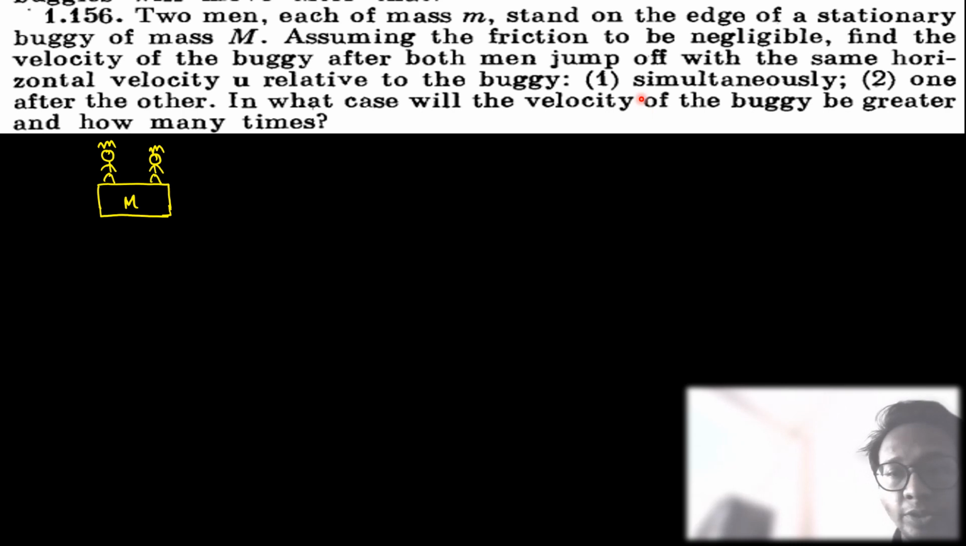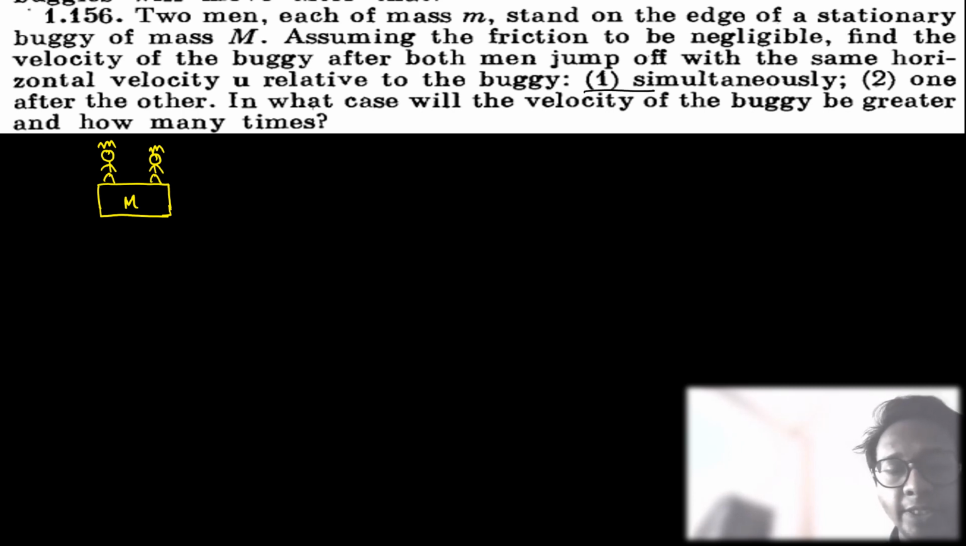The second part of the question asks: the first person jumps with velocity u relative to the bogey. After that, the second person jumps with velocity u relative to the bogey. Then what will be the final velocity of the bogey? Okay, so let us solve the first case.